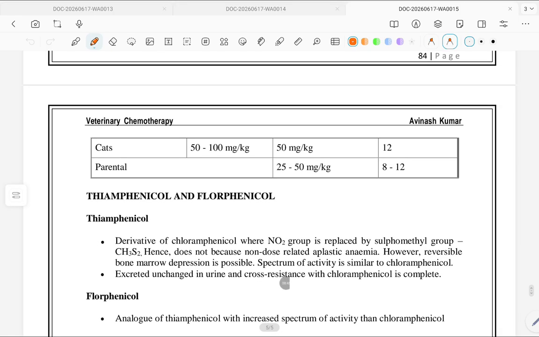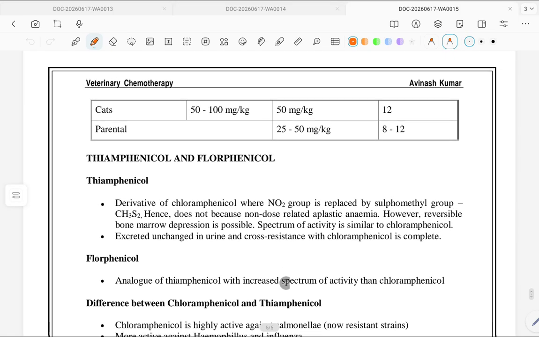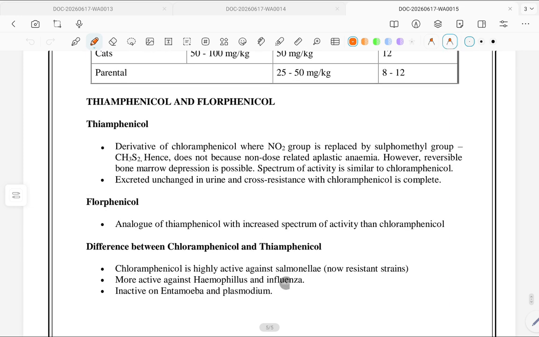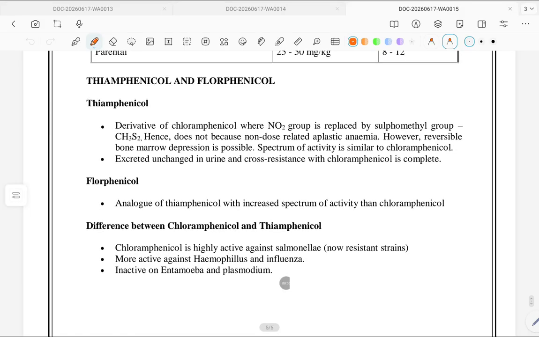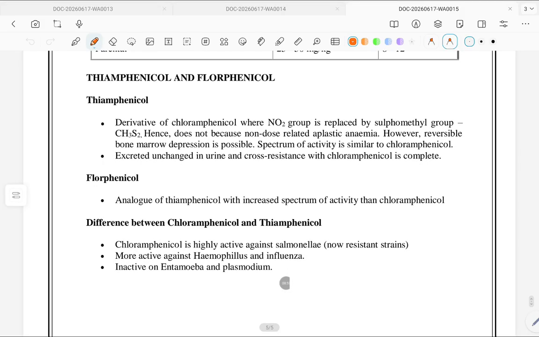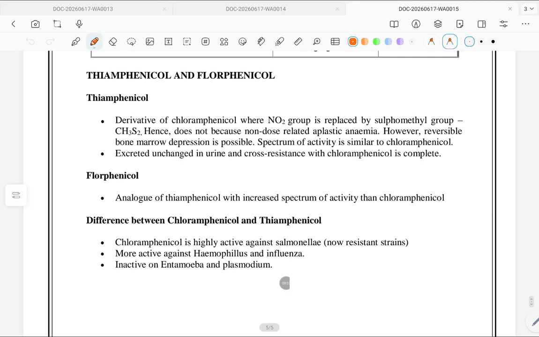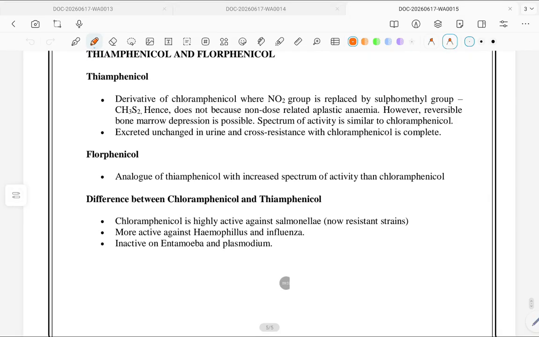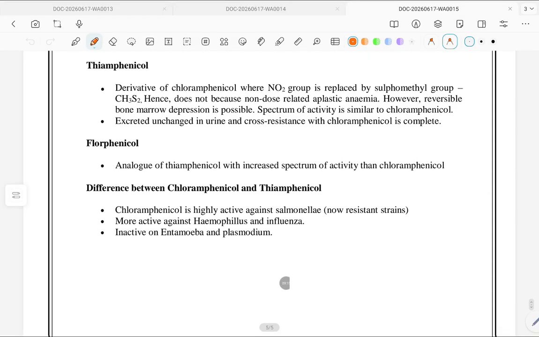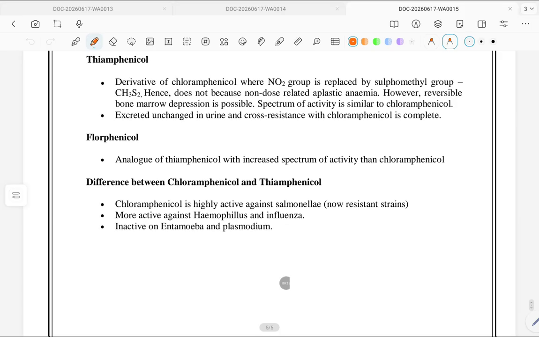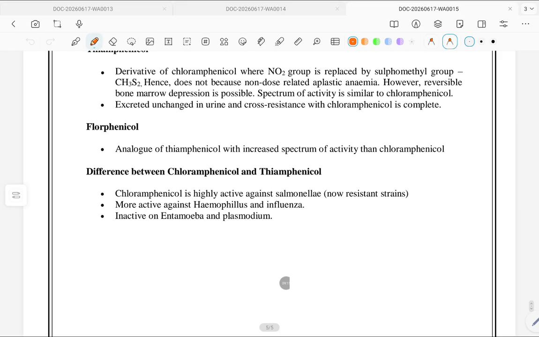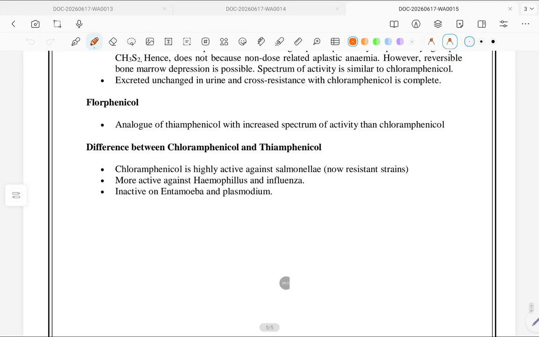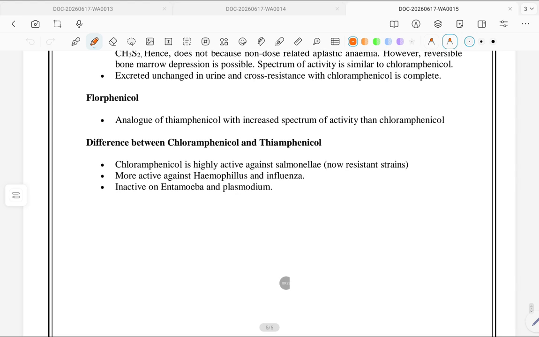Thiamphenicol and florfenicol. Thiamphenicol is a derivative of chloramphenicol where the NO2 group is replaced by a sulfomethyl group, CH3SO2. Hence it does not cause non-dose-related aplastic anemia. However, reversible bone marrow depression is possible. Its spectrum of activity is similar to chloramphenicol, it is excreted unchanged in urine, and cross resistance with chloramphenicol is complete. Florfenicol is an analog of thiamphenicol with an increased spectrum of activity compared to chloramphenicol.